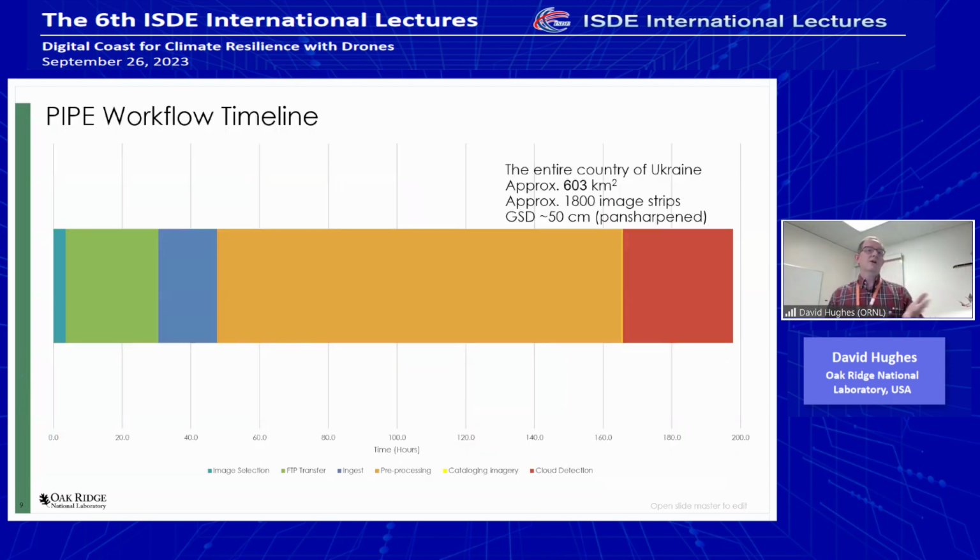So how this results in a pipeline workflow is seen when we process, for example, the entire country of Ukraine, which is approximately 603 square kilometers, from ingest, very important, from ingest to finished cloud detection in under 200 hours, approximately 6 minutes per image strip, but end to end of which is about 5 seconds per image strip in processing.